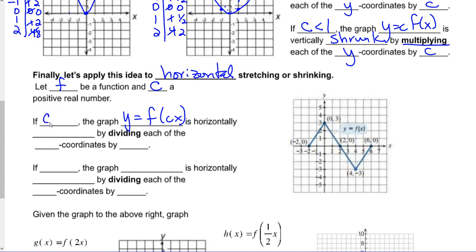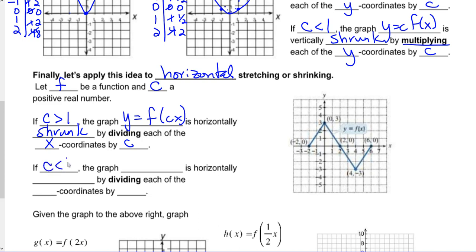So if c is greater than 1, just like what we had before, then our graph, where our c is on the inside, grouped with our x, is horizontally shrunk this time by dividing each of our x-coordinates by c. So now, not multiplying our y-coordinates by c, we're dividing our x-coordinates by c.